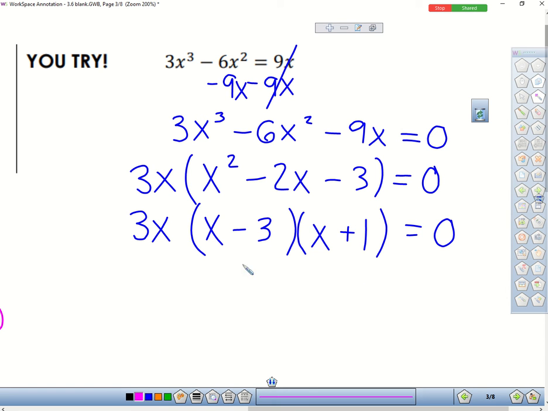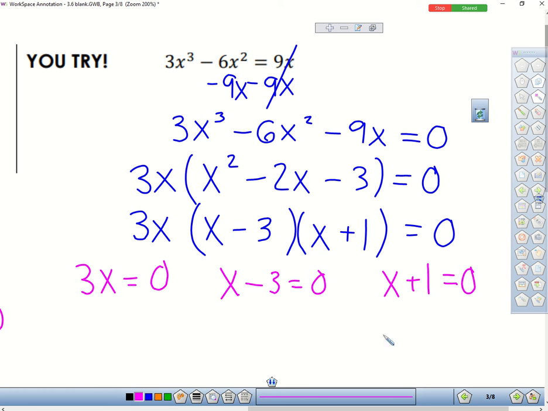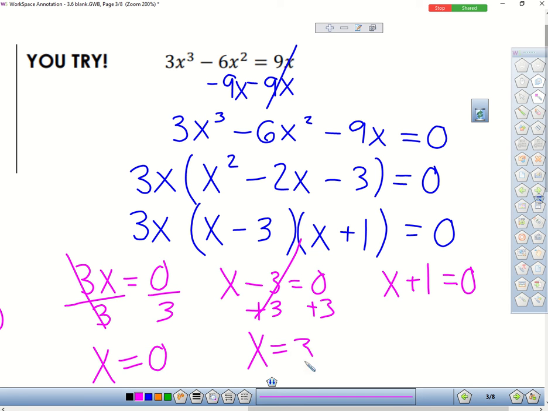We're at this stage where we have 3 products, in this case equal to 0, so we can set each product equal to 0. And then you just solve for x for each equation. So this becomes 0, this becomes 3, and this becomes -1.